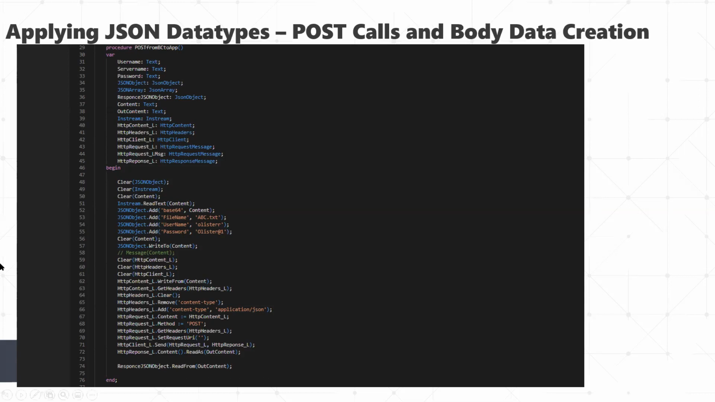So if you see it, I'm going to basically pass it. I'm going to write it to content. The content is going to write it to HTTP content, and then it is going to be passed as part of the request. Okay, so in my request parameter for HTTP client, I'm passing it out, and whatever is the response, I can decide to process it further.